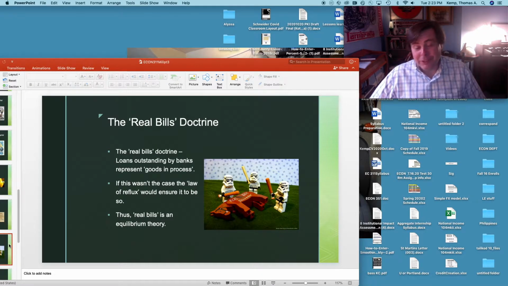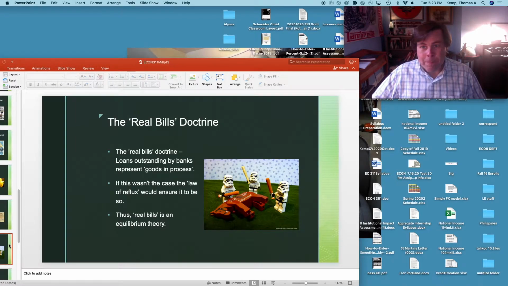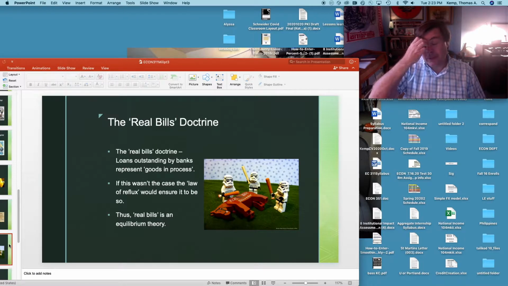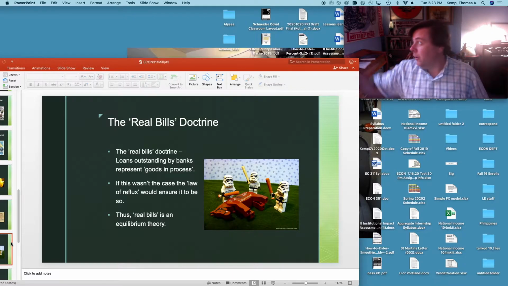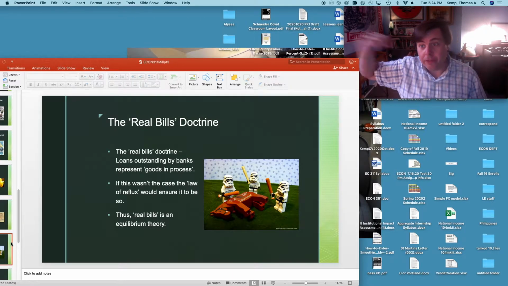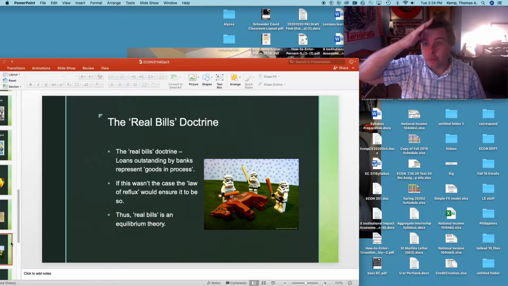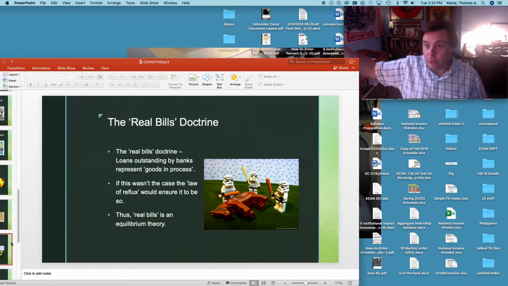Now the real bills doctrine goes like this. It says that banks' loans outstanding represent goods in process. All right, so what does that mean? Well, let's say we have an economy that only has one bank, and let's take a round number, that has $100,000 in loans outstanding. The real bills doctrine is the idea that $100,000 is representative of $100,000 worth of actual stuff in the economy. In other words, those bills represent real stuff.